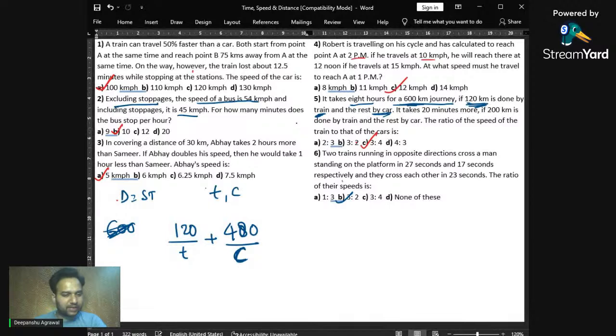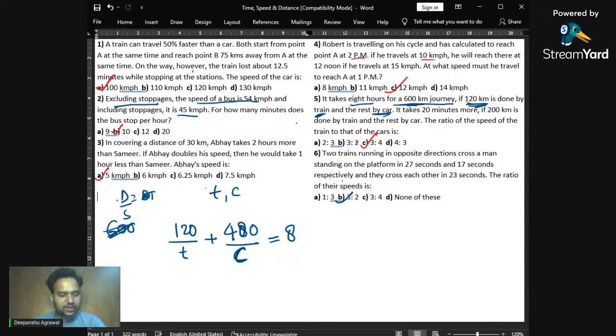Right, we are calculating time, which is distance by speed. Time is equal to distance by speed. So distance 120 divided by speed of the train, plus distance 480 divided by speed of the car, is equal to 8 hours. This is what they are saying, that it takes 8 hours for a 600-kilometer journey if 120 is done by train and the rest is done by car. So this is the first equation.